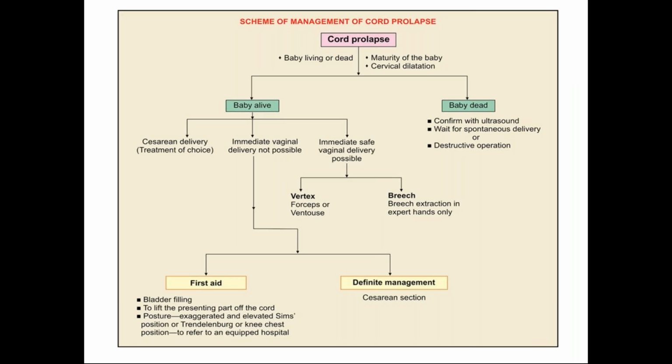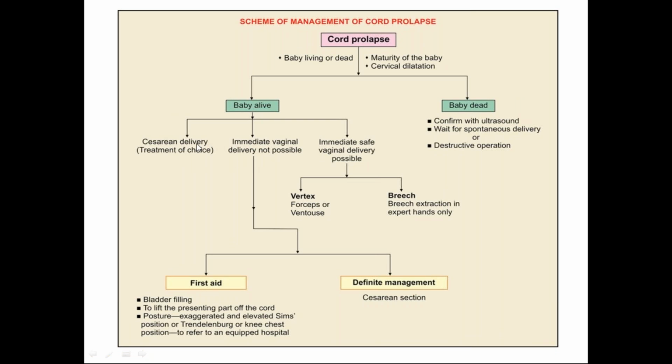Okay. See, this is the cord prolapse. So we have to see whether the baby is alive or dead, then the maturity of the baby and cervical dilatation. See, if the baby is dead, nothing to worry. Confirm with ultrasound before we announce that, because even if cord pulsations are not felt, the baby can be alive. Wait for the spontaneous delivery. If it is not possible, we can go for destructive operation or cesarean section, as a last resort. If the baby is alive, what to do?